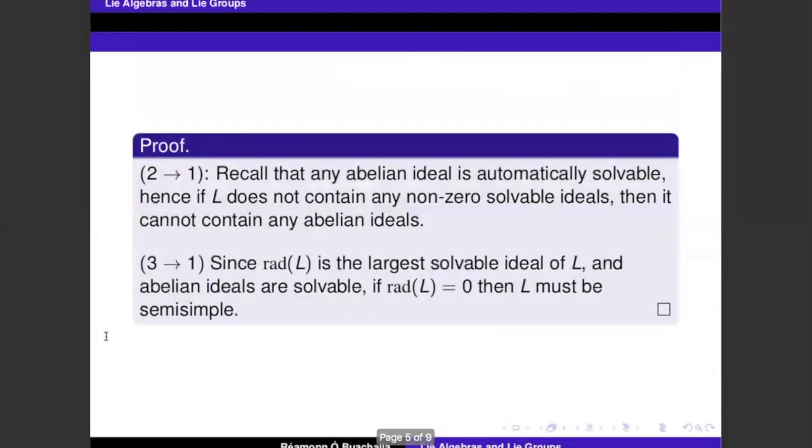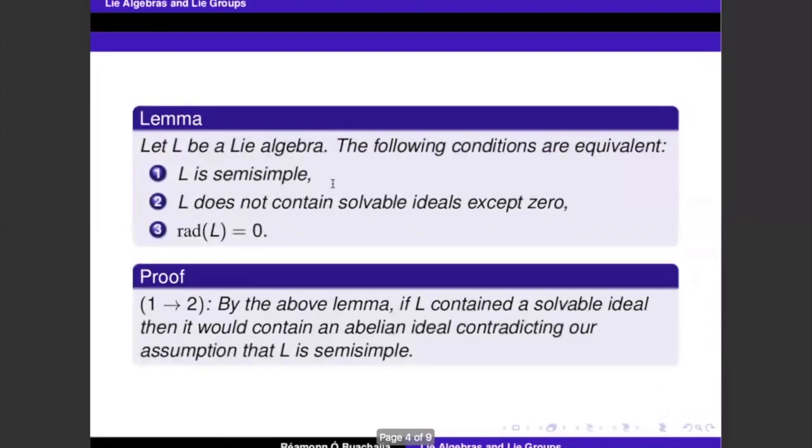Now we have to go the other way. 2 implies 1. So we recall that any abelian ideal is automatically solvable. Hence, if L does not contain any non-zero solvable ideals, then it cannot contain any abelian ideals, because abelian ideals are solvable. So, going back here, we see that these two things are not the same. We could basically go back and change the definition of semisimplicity to require no solvable ideals, and nothing would change. We would get the same objects.